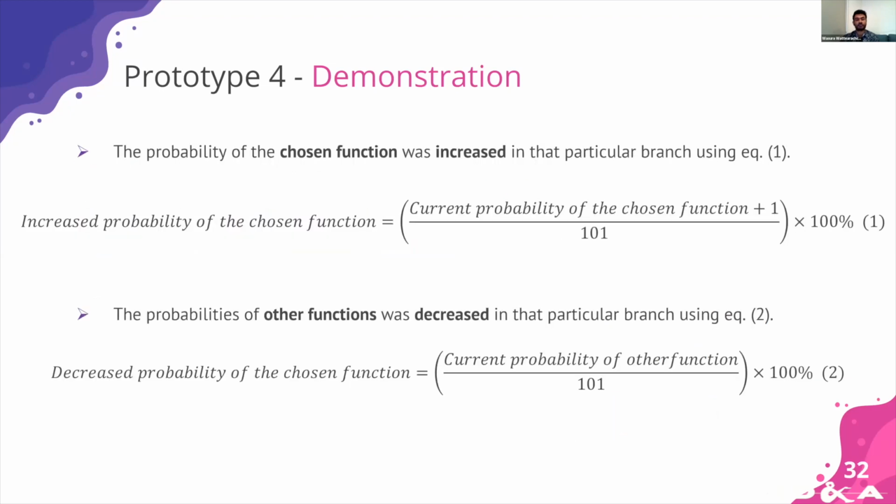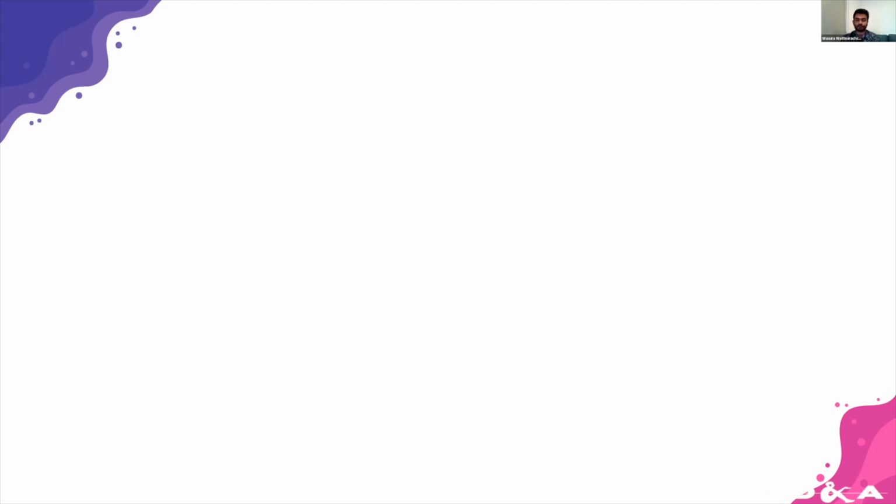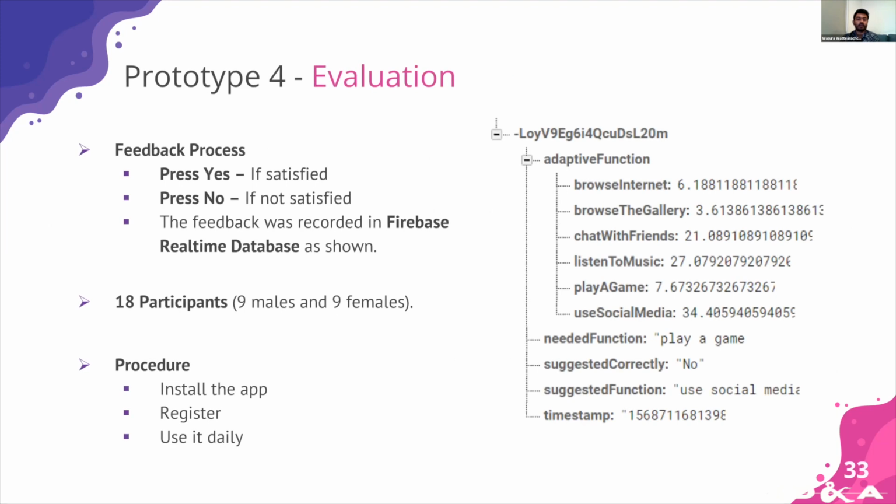Then the user has the choice to agree to that suggestion or reject it. If he agrees to it, the probability will be increased even more. And anyway, after he has chosen the function, all the probabilities of the other functions will be decreased using equation 2. The evaluation was done using 18 participants by asking them to install the app, register, and use it daily.